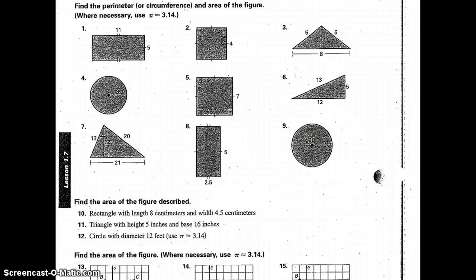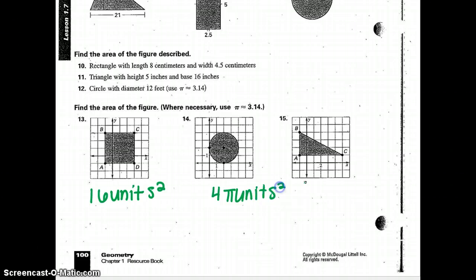Again, pause the video and try numbers 10 to 12. Your answer for number 10 is 36 centimeters squared, 11 is 40 inches squared, and 12, 36 pi feet squared. Your last three: 16 units squared, 4 pi units squared, and 9 units squared.